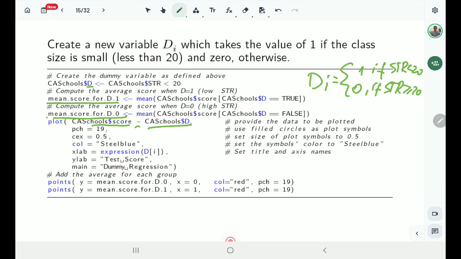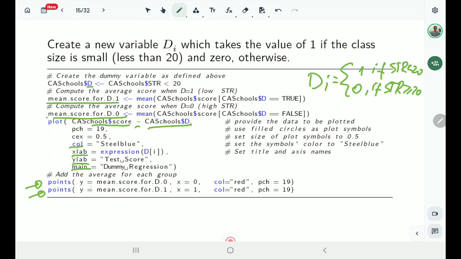PCH 19 stands for the filled circles. You want the scatter plot to use filled circles, and then here you set the size of these symbols. Here you adjust the color to steel blue, and then these are the labels, and then you put the general title of the plot. And if you want to add points, you basically use the points function. I guess it is from the scales library.